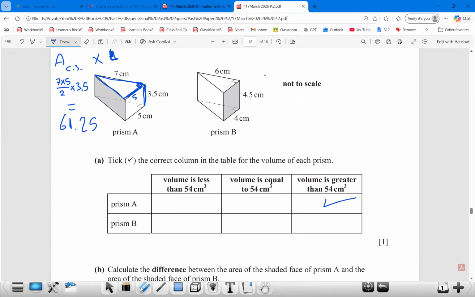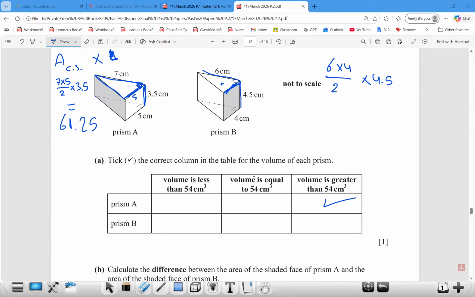Let's do the same thing. It is 6. It's base times height over 2, the area of the cross section. The same idea exactly: 6 times the base, which is 4, over 2. Now I found base times height over 2, the area of the cross section, then multiplied by the length, which is 4.5.